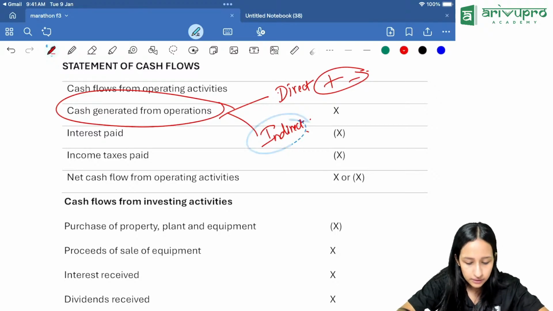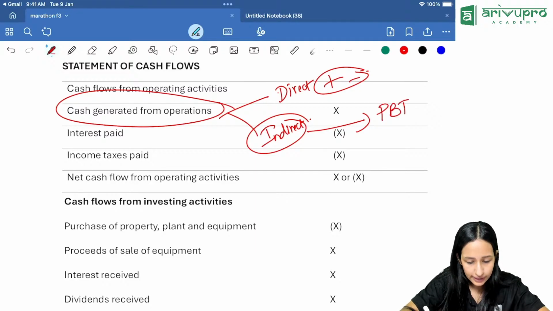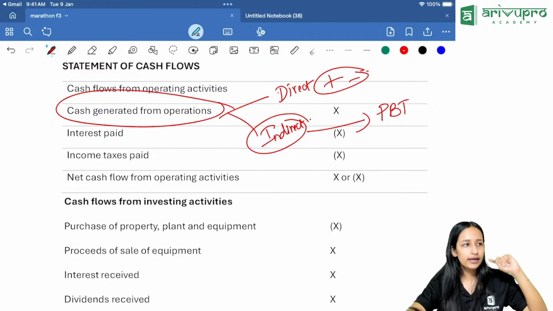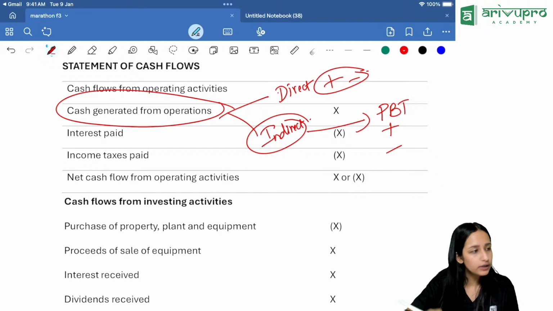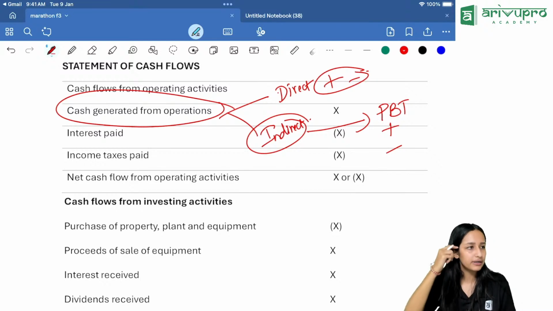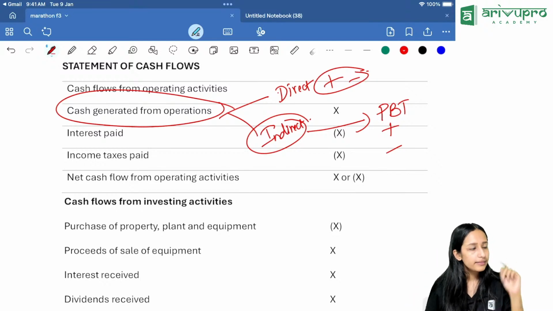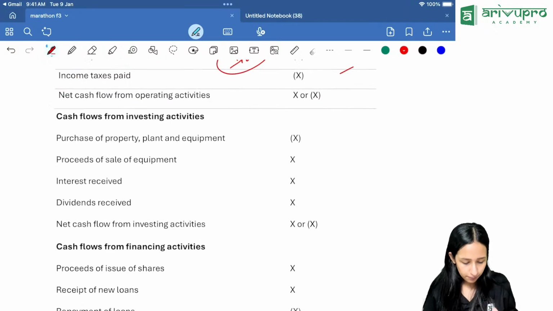What is indirect method? They get the profit before tax. Profit before tax, you're anyway getting to create the profit and loss account, right? SOPL. From this profit and loss account, they add or reduce the non-cash expense, working capital, etc. That is indirect method. Got it?